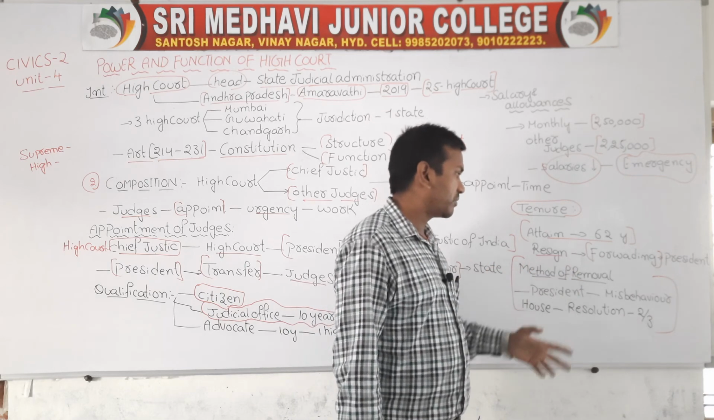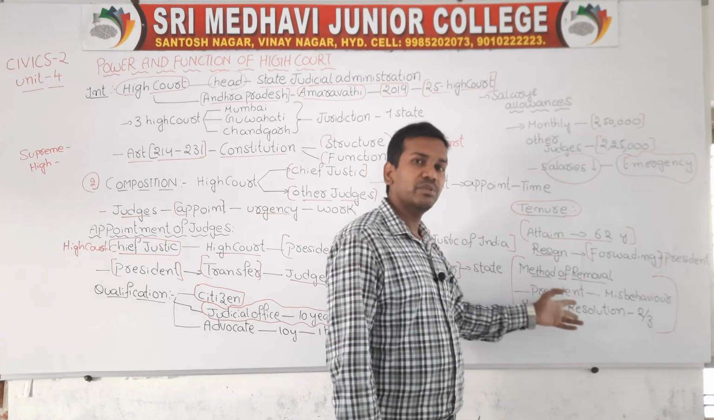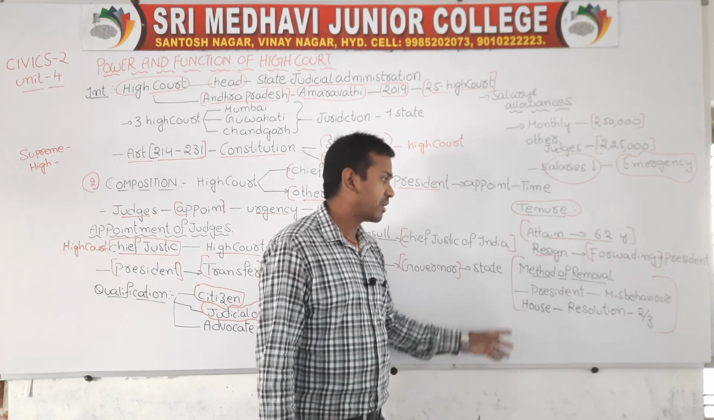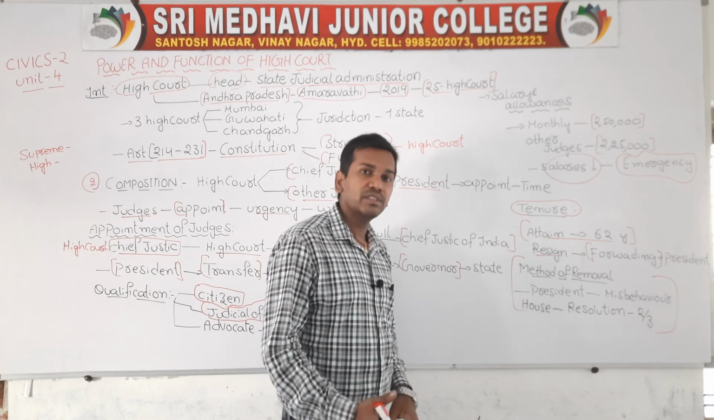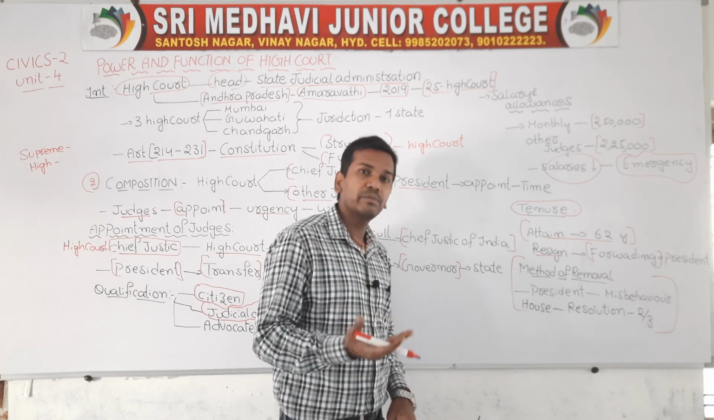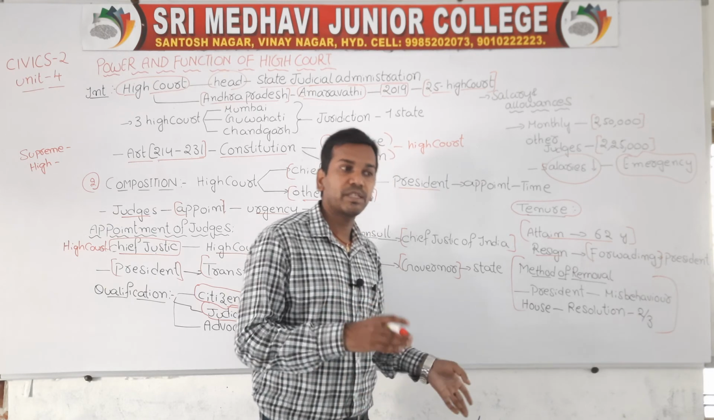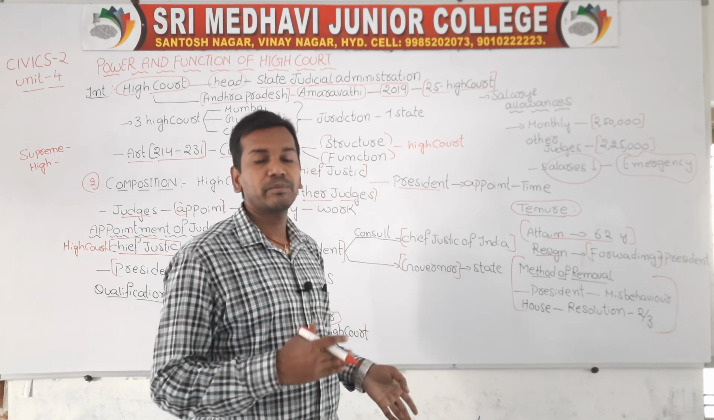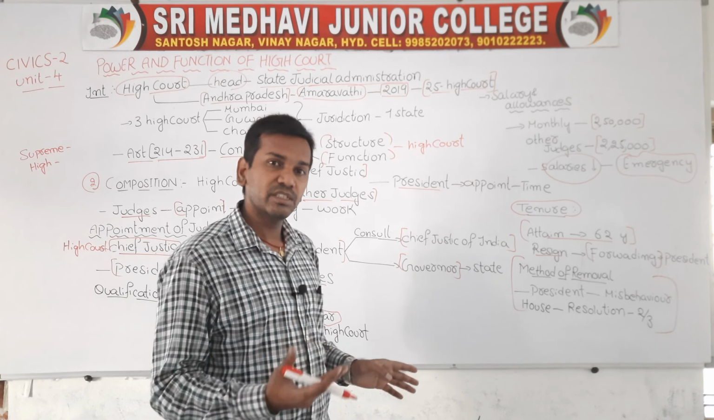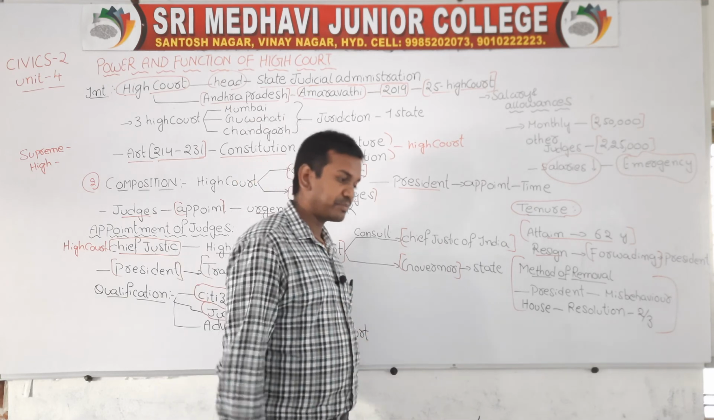Method of removal: a judge can be removed only due to misbehavior. In either house, first the resolution will be passed, and in that resolution 2/3 of the members should approve. If 2/3 of the members approve removing the judge, then the judge can be removed easily.